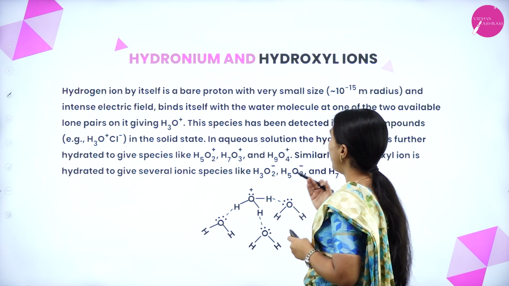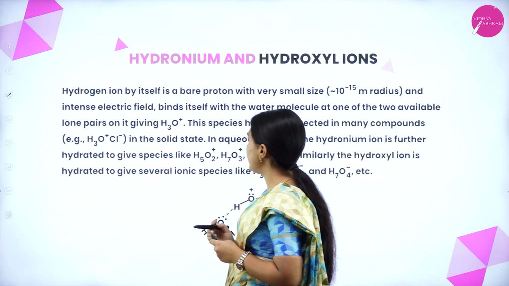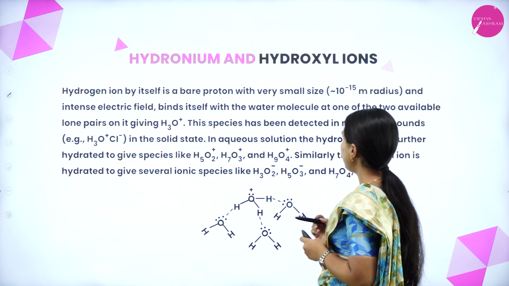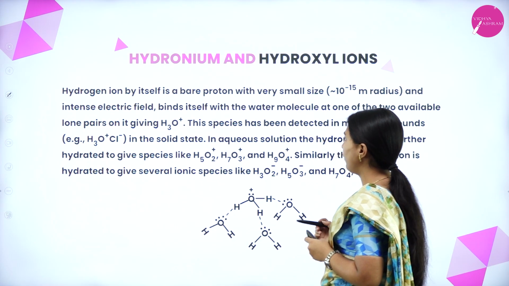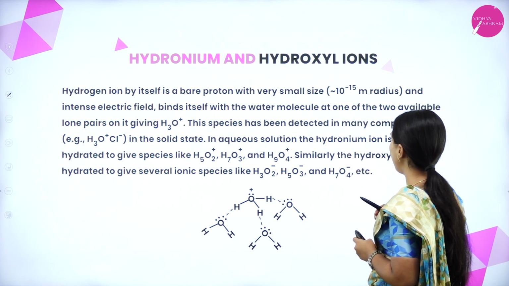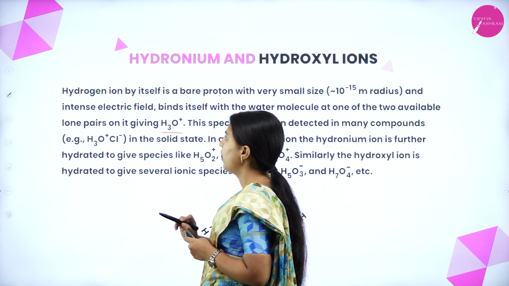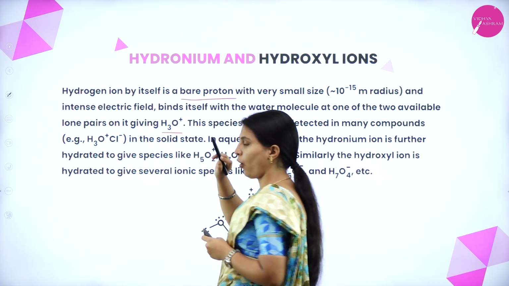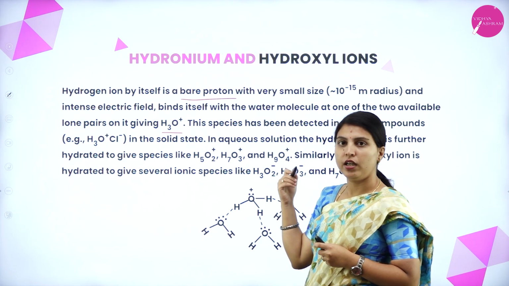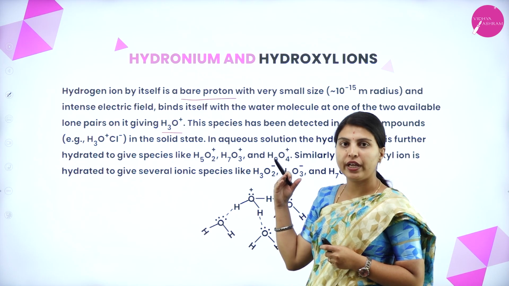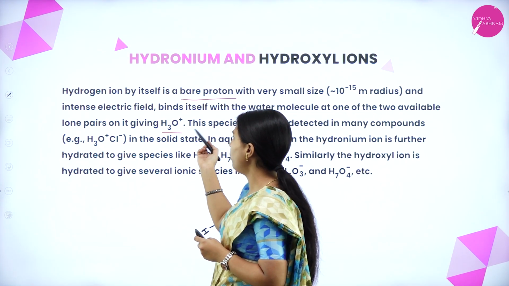Next, hydronium and hydroxyl ions. Hydrogen ion by itself is a bare proton with very small size and intense electric field, and binds itself with a water molecule at one of the two available lone pairs, giving H3O plus. The hydrogen ion itself is a bare proton H plus, which will bind with the water which has a lone pair of electrons on oxygen. It will bind to give H3O plus.